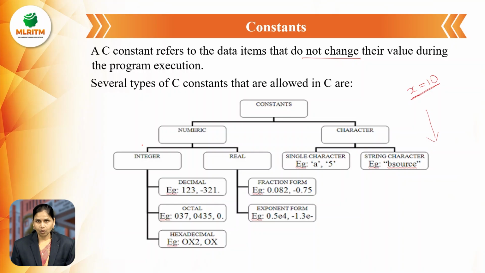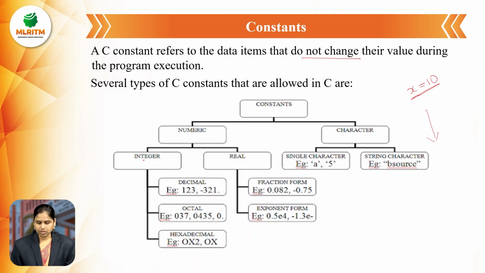There are several constants in C language. First, these constants are divided into two types: numerical constants and character constants. Numerical constants are integer and real types. Character constants are single character and string character. These are the types of constants.